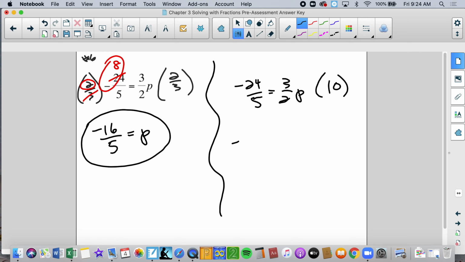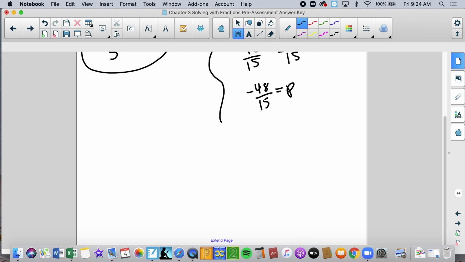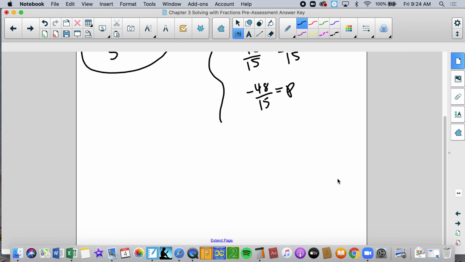So that gives me -48, and that gives me 15P. We're going to divide by 15, divide by 15. -48 over 15 equals P. What goes into 48 and 15? 3 does. 48 divided by 3 equals 16.